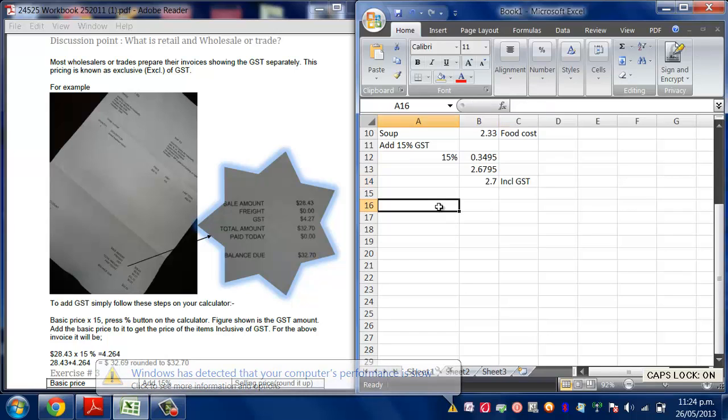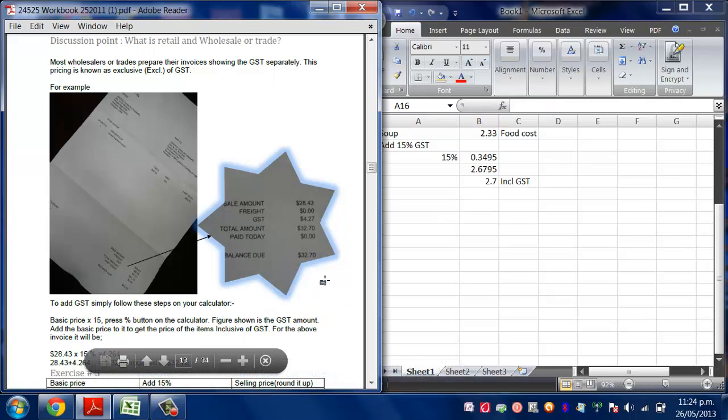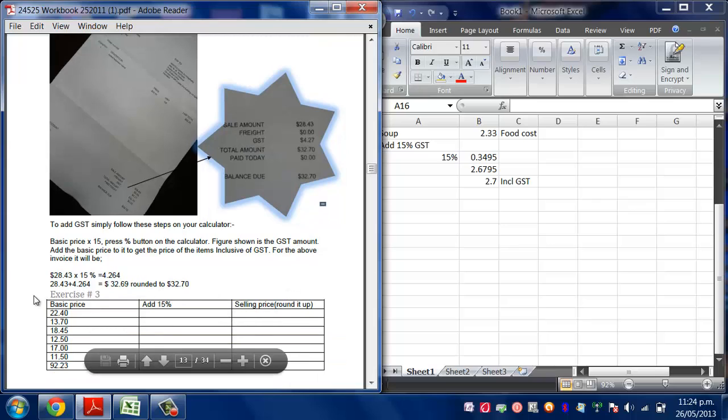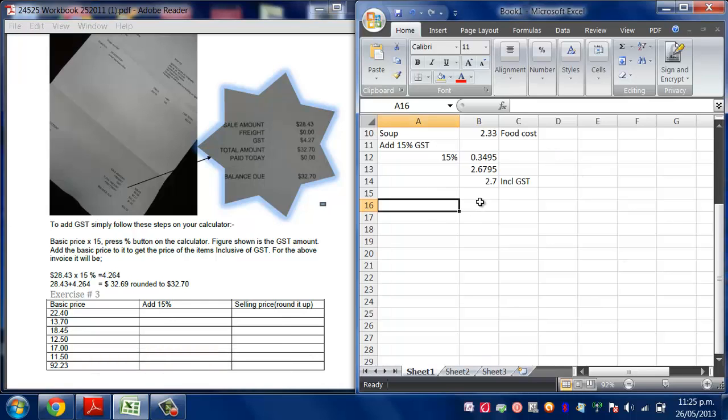Let's work out one more example from your sheet here. It says the basic price is $22.40, and you need to add 15%. So you come to your cell, put a plus sign, and say 22.40 times 15%. Oops, sorry, my cursor went up. Just take that out, plus 22.40 times 15%. So that's $3.36, which is 15% of 22.40.